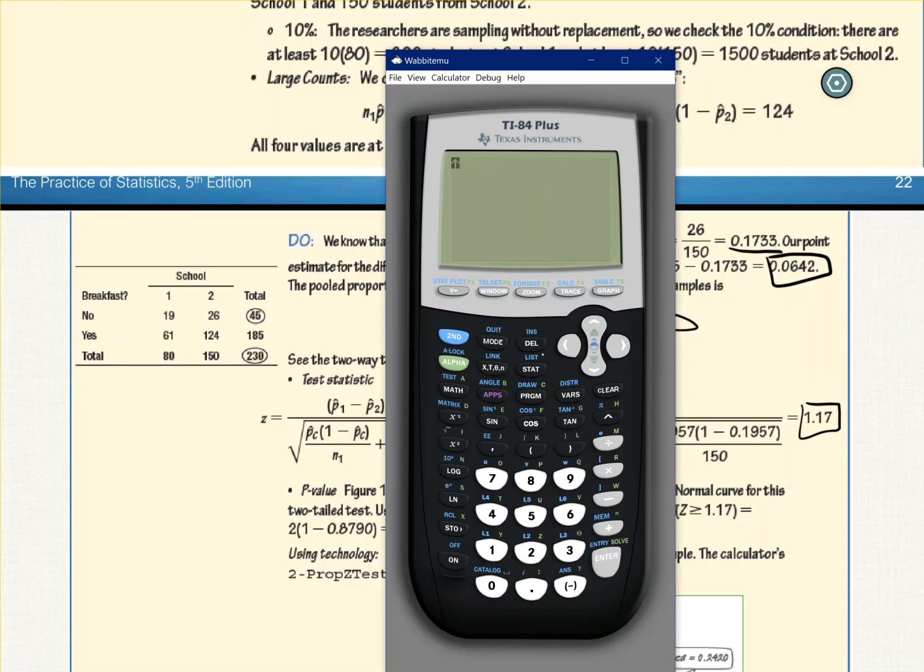We go to second distribution, normal CDF, and for lower, we want to know things that are bigger than 1.17. So 1.17, and for upper, something big, you could do 1E99 or 10,000 or something like that. For mu and sigma, we've already converted everything to standard normal, so I can just use the defaults. I get 0.121, that's the probability of being bigger than 1.17. We also need to consider smaller than negative 1.17, so we're just going to double that. We end up with 0.242.